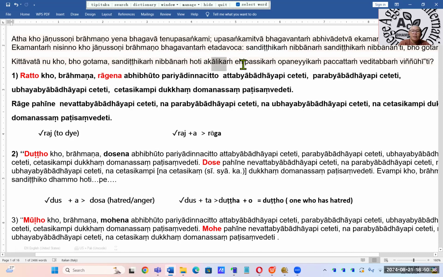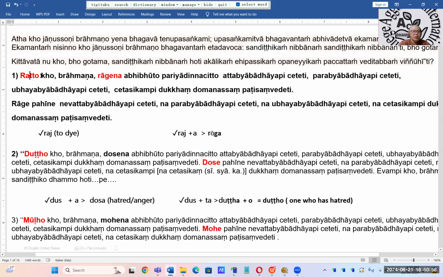Akaliko, okay, immediately can be seen. Ehipassiko, invite inspection. Opanayiko, leading to Nibbana. Paccattam, by oneself, by themselves. Veditabbo, should be known, vinnuhi, by the wise person. Ti, ti here means iti. End of question, all right, end of question.